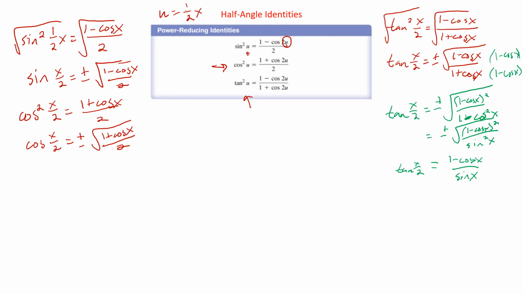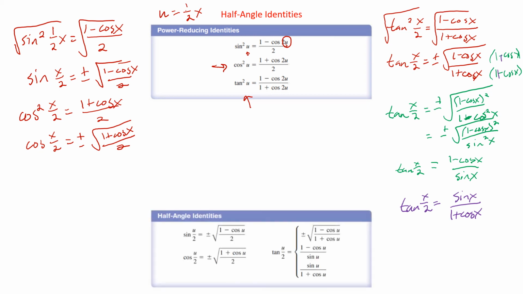We could actually do the same thing by multiplying by 1 plus cosine x. The steps are the same, but we get the reciprocal basically, except that instead of 1 minus cosine x over sine x, we get sine x over 1 plus cosine x is the other one. So tangent of x over 2 could also equal sine x over 1 plus cosine x. And we would get that by just multiplying by 1 plus cosine x there, and then following the same basic steps. So these are half angle identities.